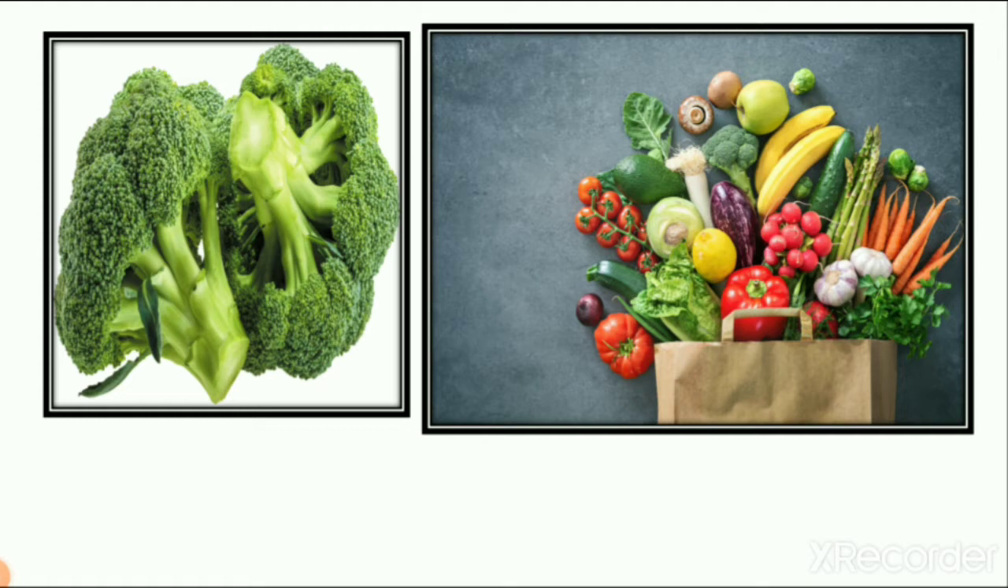So here you can see some vegetables like broccoli, which is a flower of the plant, and in the second picture you can see some fruits and some vegetables like garlic, carrot, banana, apple, chili, spinach and all these things. So these are all vegetables which we get from plants. We also get vegetables like potato, onion, lady's finger and many others. So we get all these things from plants.